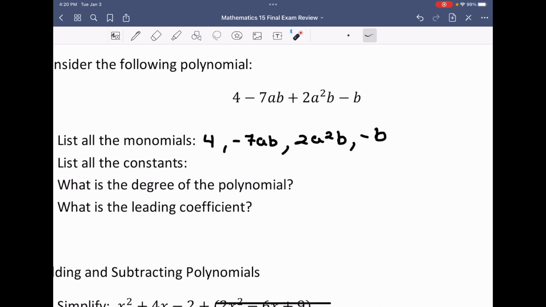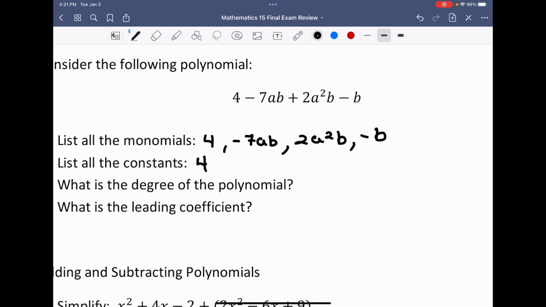Now, list all the constants. We have to remember that constants are ones with no variables. So right away that rules out here, here, and here. The only constant term, or the thing that isn't affected by a certain variable, is going to be 4. So we're going to put 4 here for our constants.